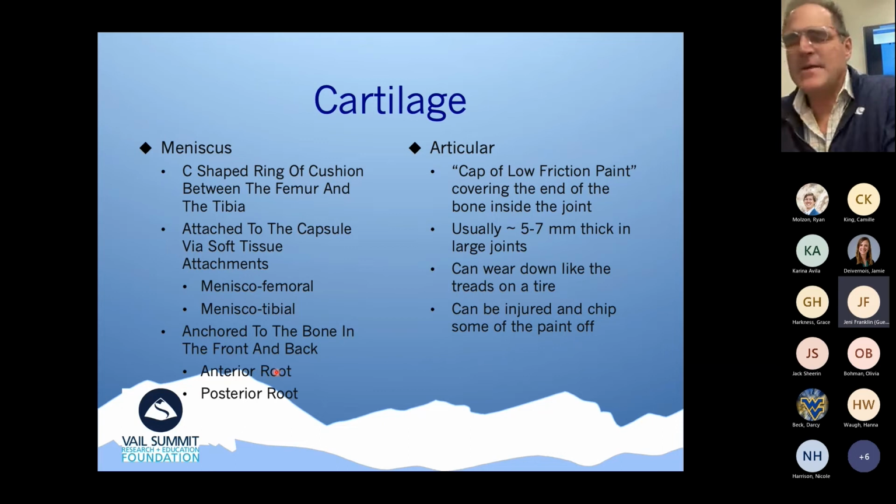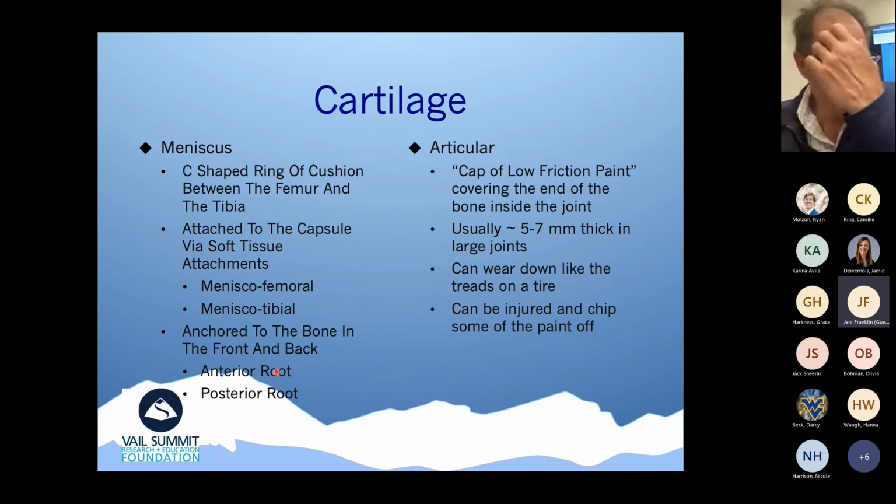And that's why the lateral side has much more motion or less stability, because of that popliteus that goes right through there, and it's not firmly attached to the popliteus, or you would tear it every time you moved your knee.